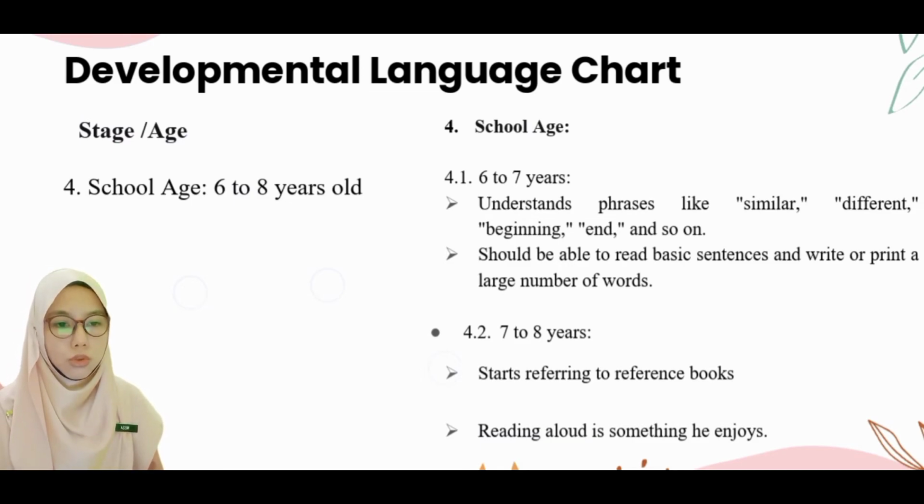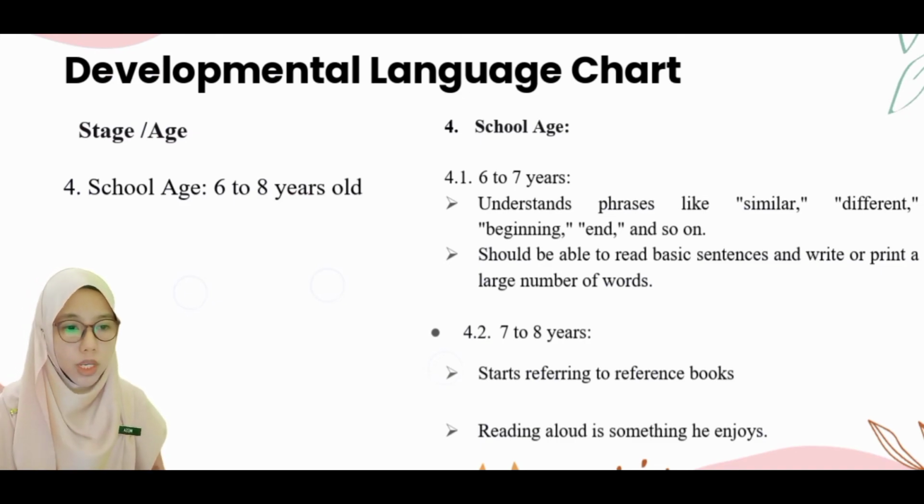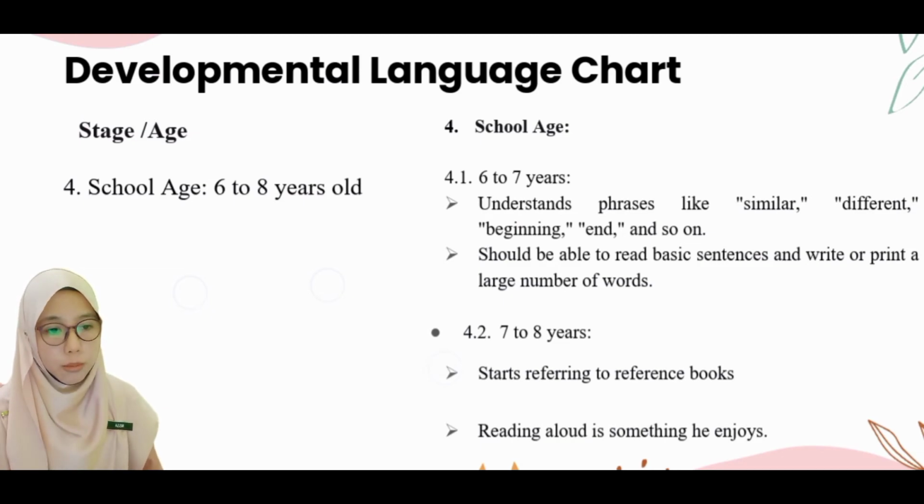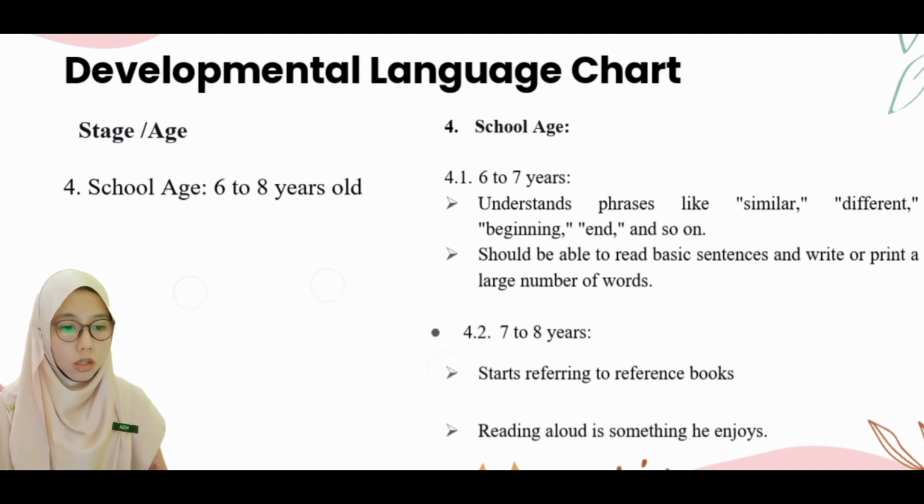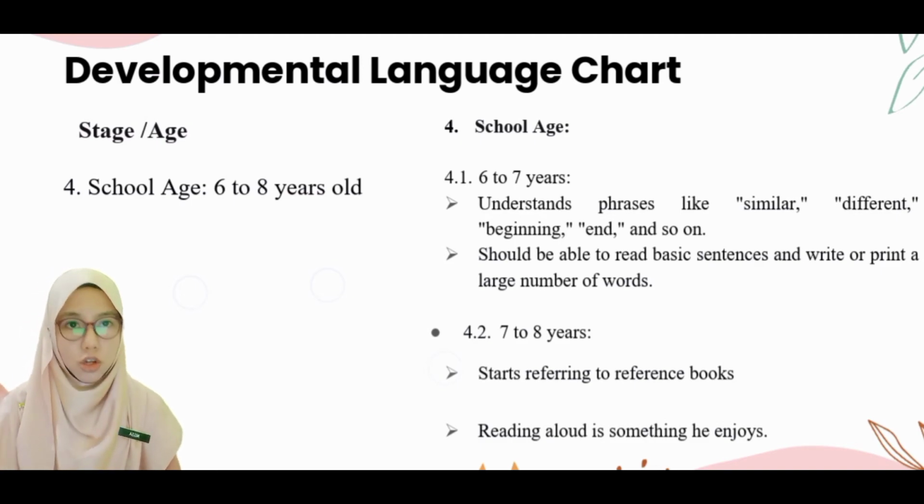Children are able to understand phrases like similar, different, begin, and so on. And children should also be able to read basic sentences and read or print a large number of words. 7 to 8 years, children start referring to reference books, and reading a lot is something they enjoy.